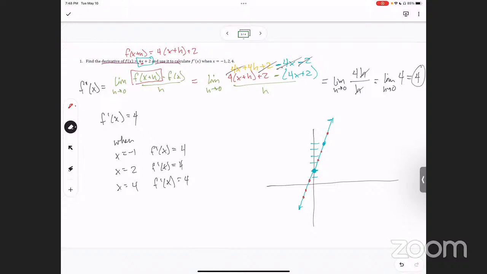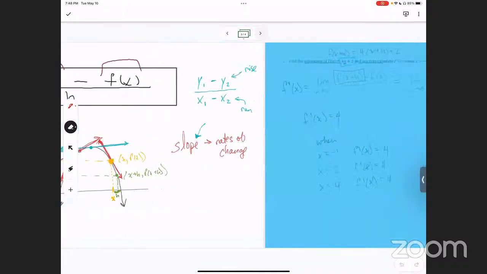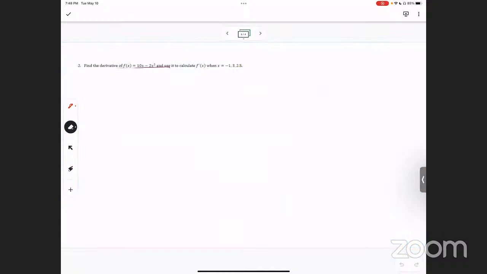Okay. Let's do another one that's not a line, and you'll see what I'm talking about. Give me another problem to do. Oh, there you go, you already have it on there. I added a few. So f prime of x equals, again, we're going to take f of x plus h minus f of x all over h. I'm sorry, the limit as h goes to 0 of that. So this is f prime of x.